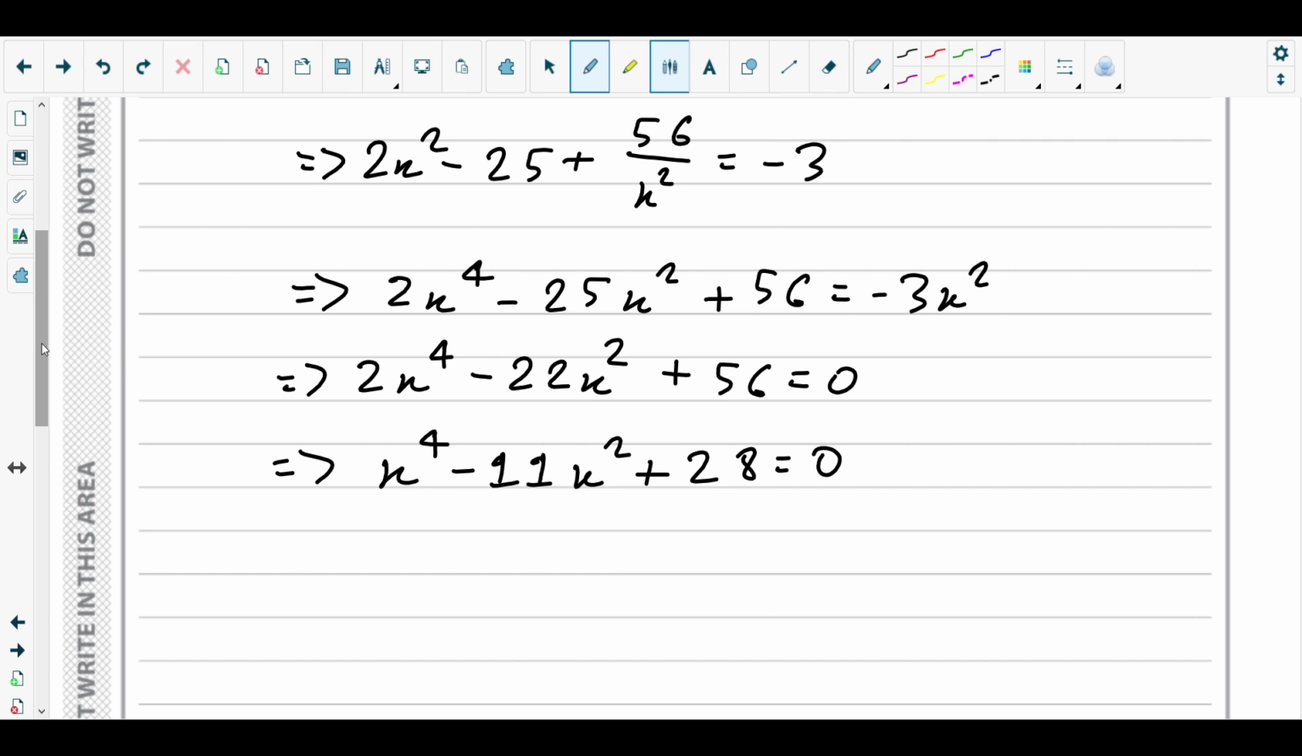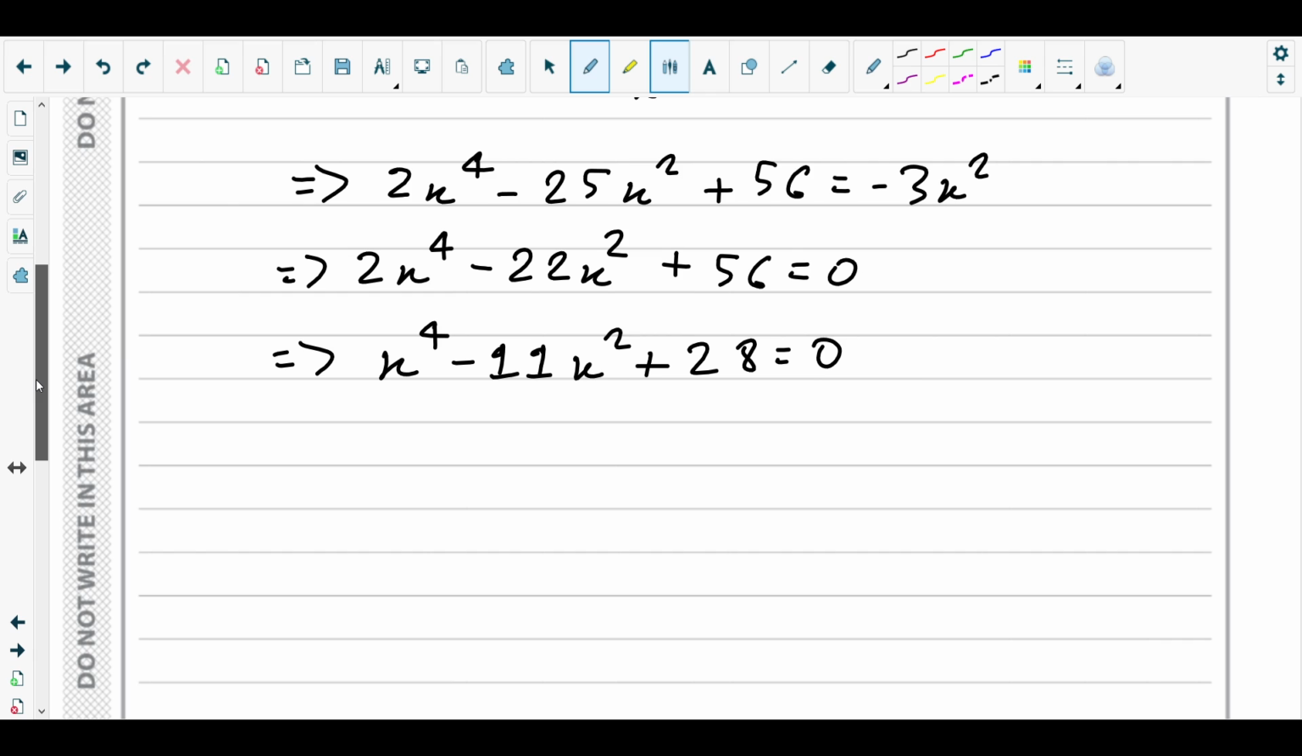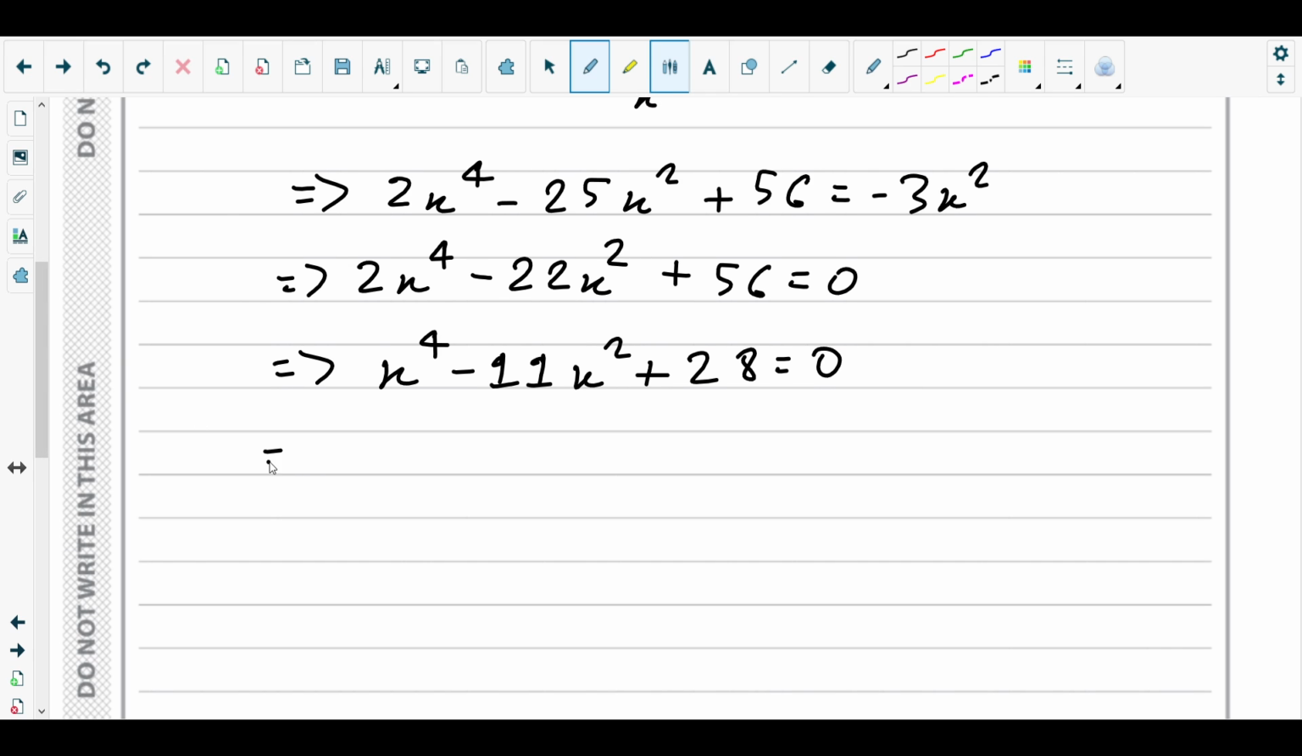Okay. Now let's solve this. It is not a quadratic, it is a quartic equation. We can write this as (x squared) whole squared minus 11 x squared plus 28 equals to 0. So what we can do? Is it possible to do middle term? 7 times 4 is 28.